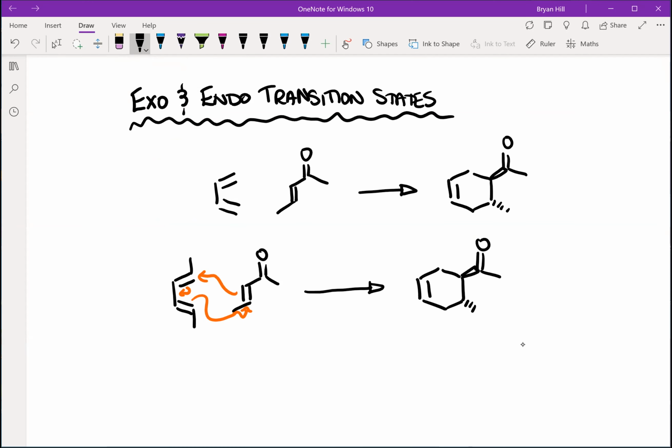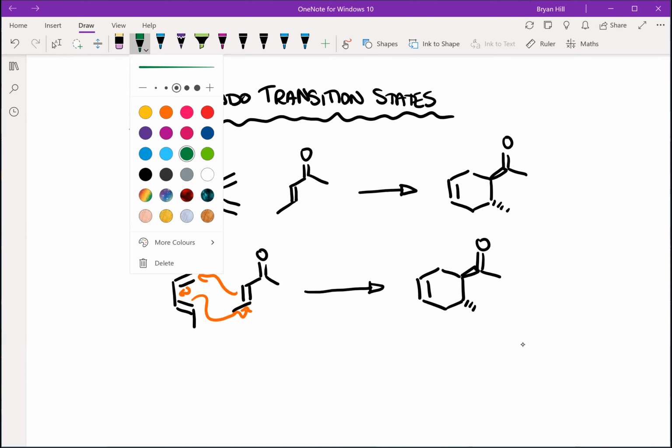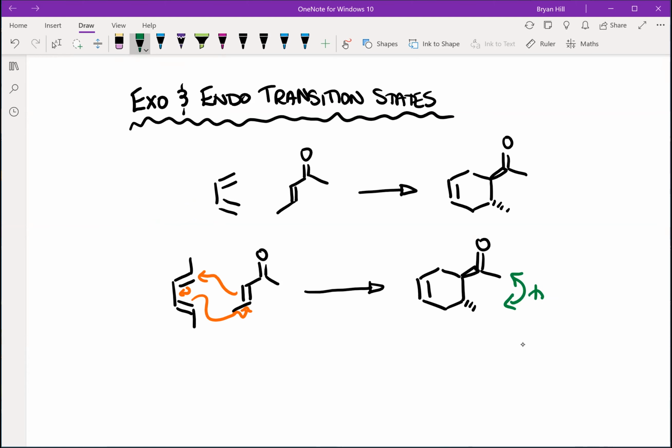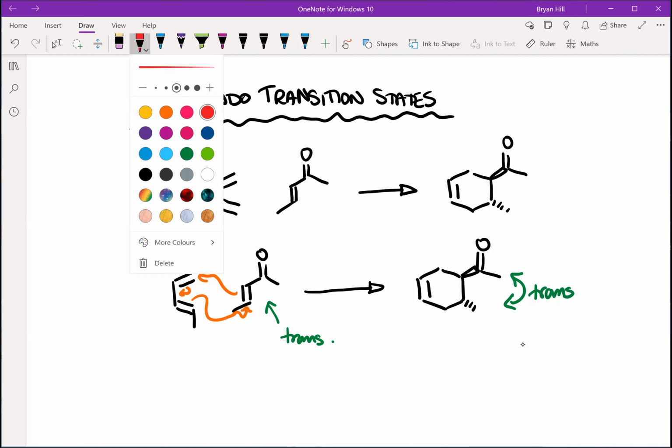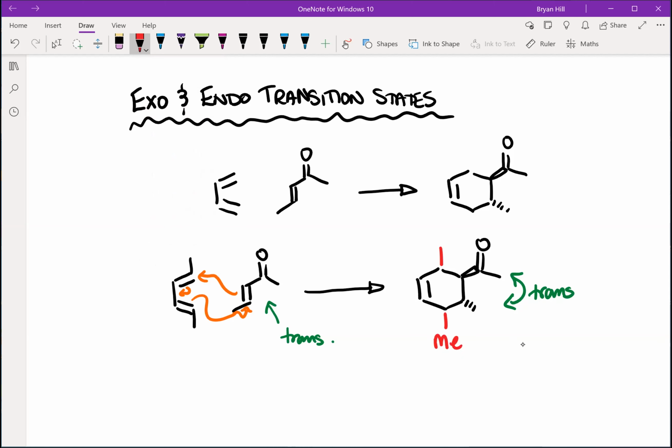we know that these two substituents on the right-hand side here are trans. So these are trans because this is trans. But we don't know how our methyl groups are right here, our two methyl groups. Are they up? Are they down? And so it's the endo or exo transition state which is going to dictate whether those methyl groups are up or down, and in relation to the other two substituents. So that's what we're going to do today.